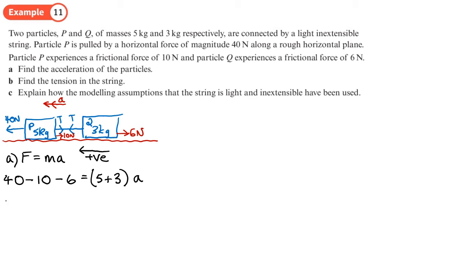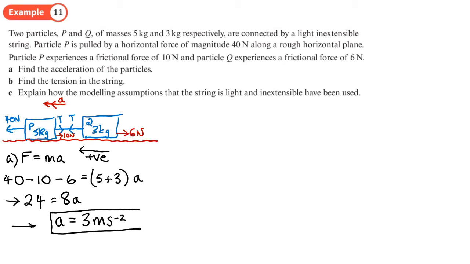So this is an easy enough equation to solve. So 40 minus 10, which is 30, minus 6 is 24. So that's the resultant force of the whole thing, equals 8A. So from that, divide by 8, and we have A equals 3 meters per second squared. So there we go. That's the acceleration.